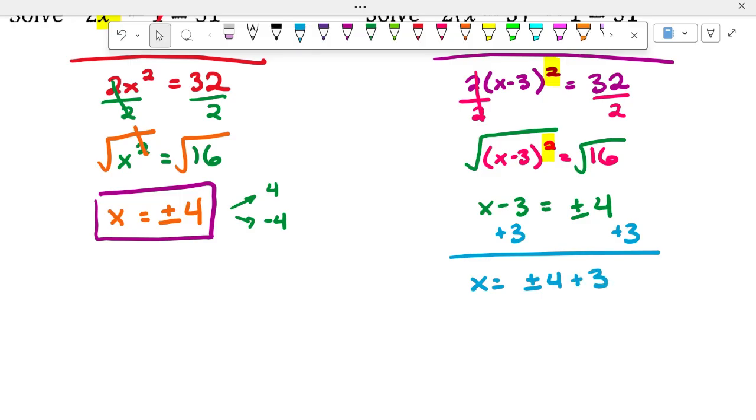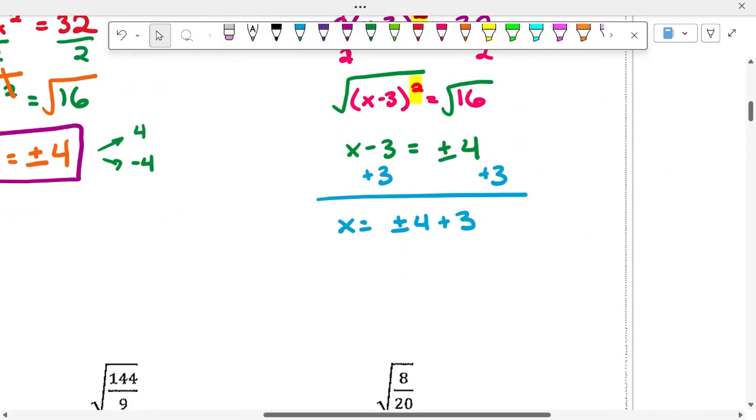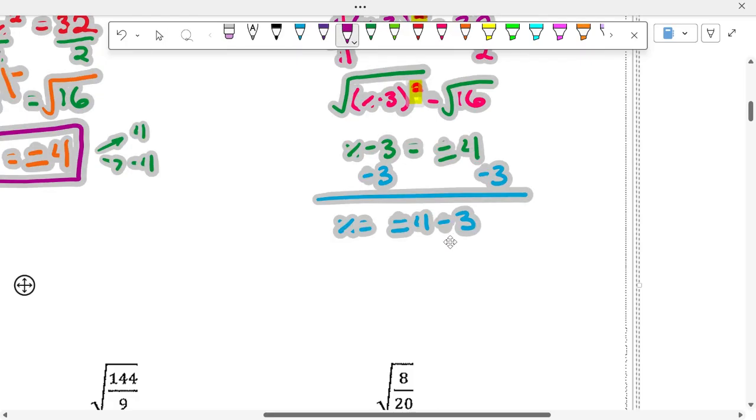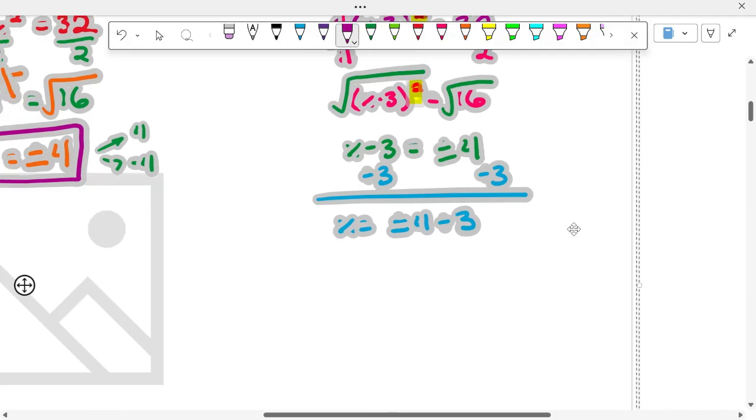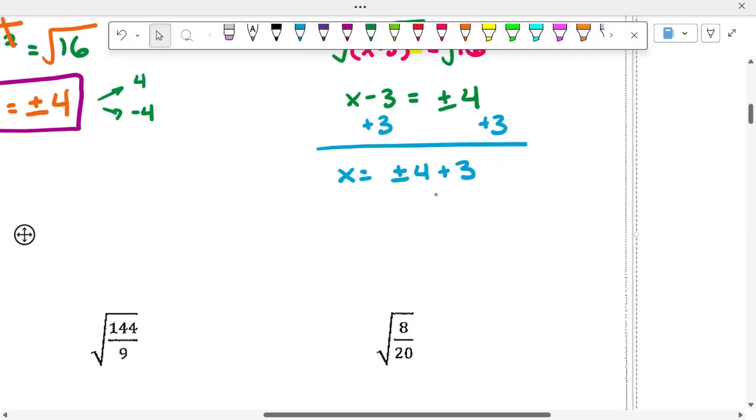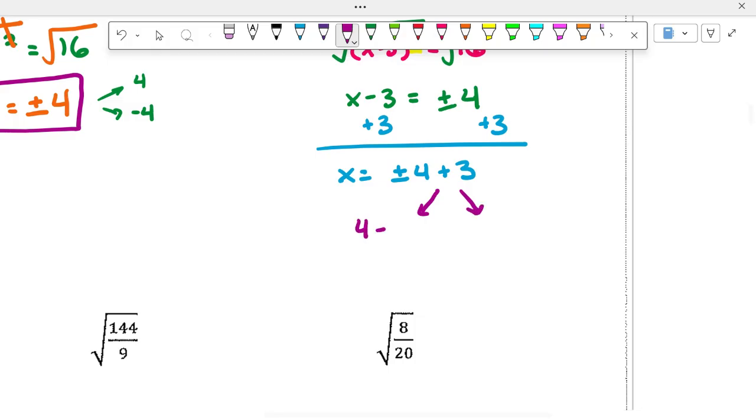Now, you're probably wondering, what the heck do I do with that? Well, all you got to do is split it apart into 2 little abbreviations. So I have positive 4 minus 3 and negative 4 minus 3. So you should get 2 answers. So what's 4 minus 3? 1. What's negative 4 minus 3? Negative 7. So x is equal to the set of negative 7 and 1.